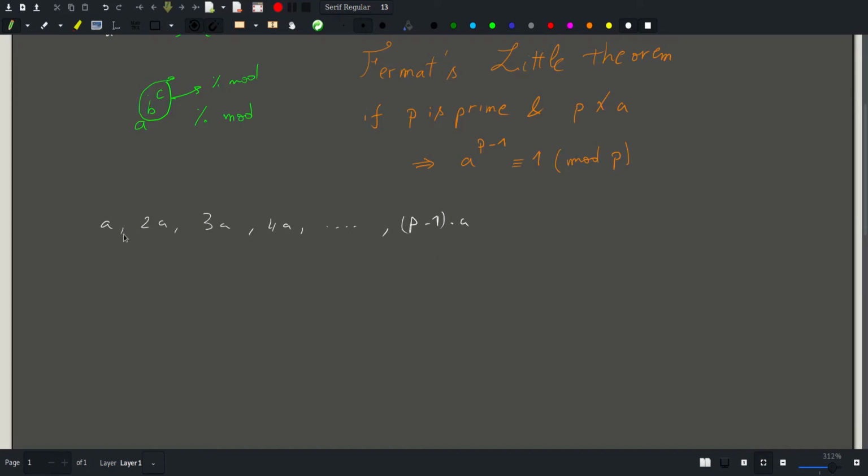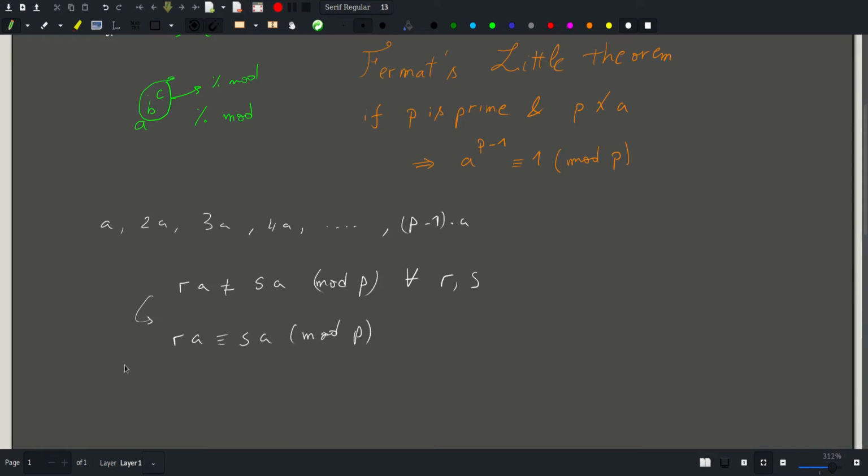Okay, so I claim that any of these numbers modulo p is different from any other number. So more formally, suppose I have two values here, two multiples of a, say r times a and s times a. And I claim that r times a is different from s times a modulo p for all r and s. And I will prove this by contradiction. So suppose r times a is congruent to s times a mod p.